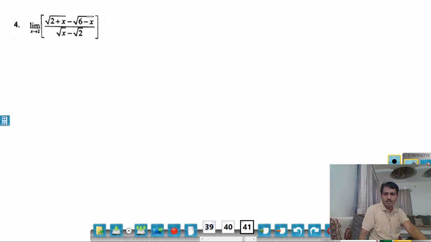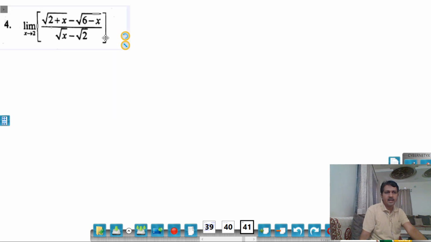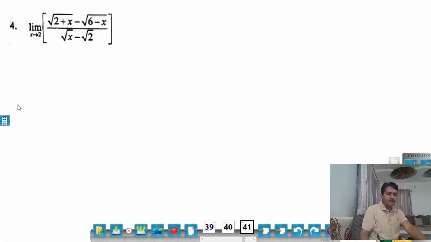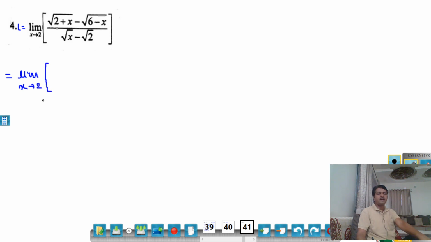Now, in this case, both are the irrational terms and I need to rationalize both numerator as well as denominator. The procedure is same. You can simultaneously rationalize both, or you can first rationalize the numerator and then denominator. But I will simultaneously rationalize here. Limit x tends to 2. Now there are irrational terms in numerator as well as in the denominator. And so I have to rationalize numerator as well as denominator.